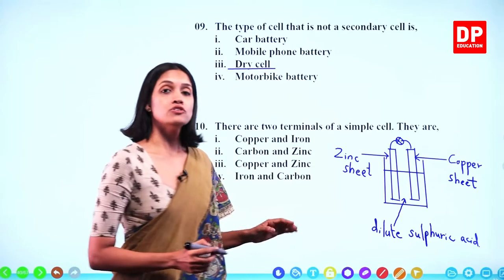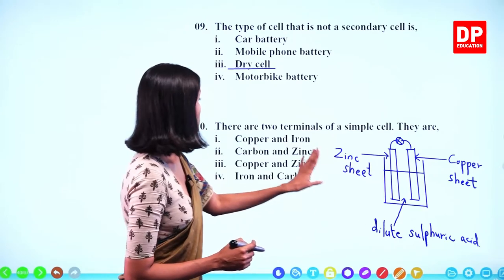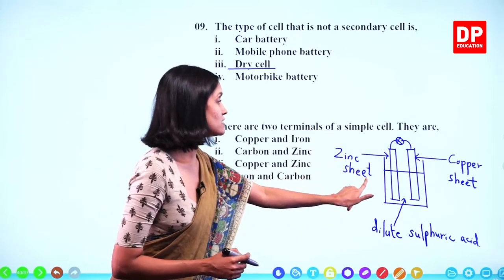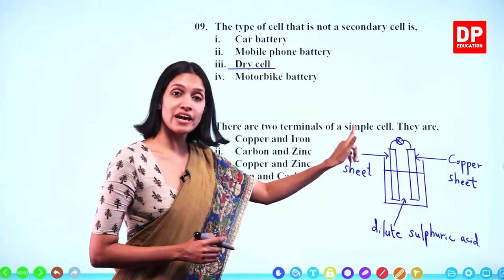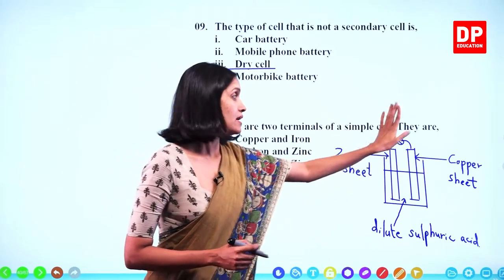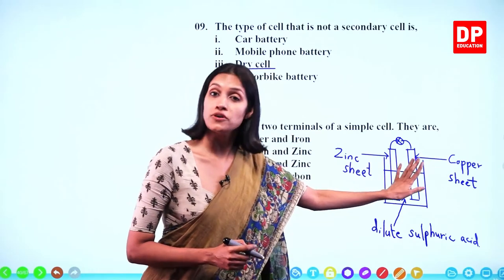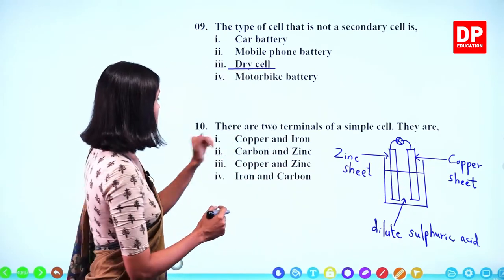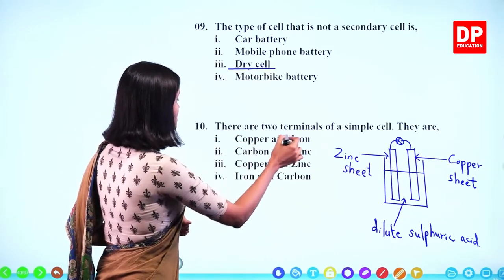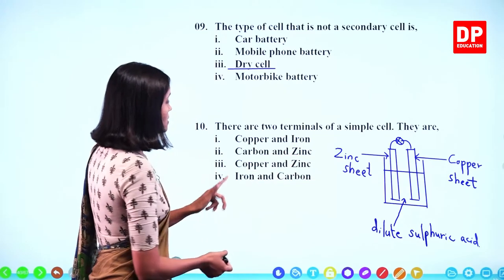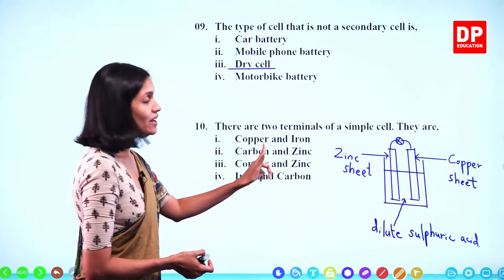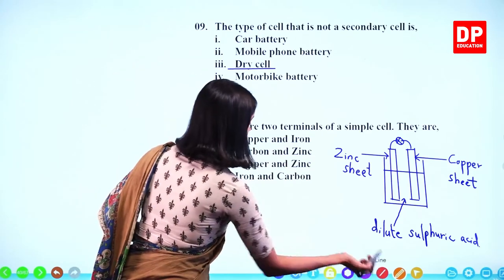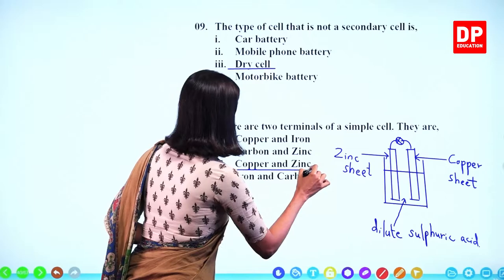Right. So what are the two terminals of a simple cell, children? Zinc sheet and copper sheet, right? So here zinc sheet acts as the negative terminal and the copper sheet acts as the positive terminal, okay? Copper and iron, carbon and zinc, copper and zinc, iron and carbon. Copper and zinc is the answer. Right.